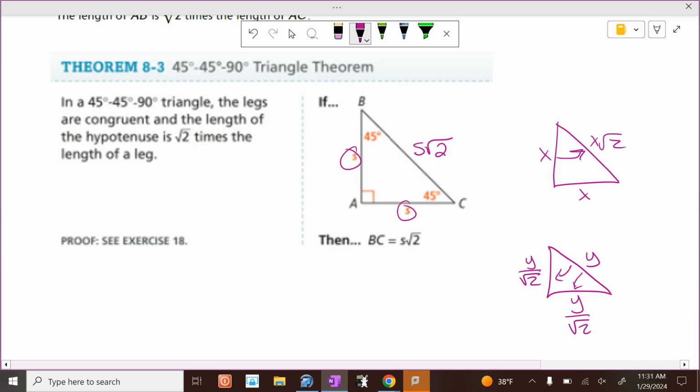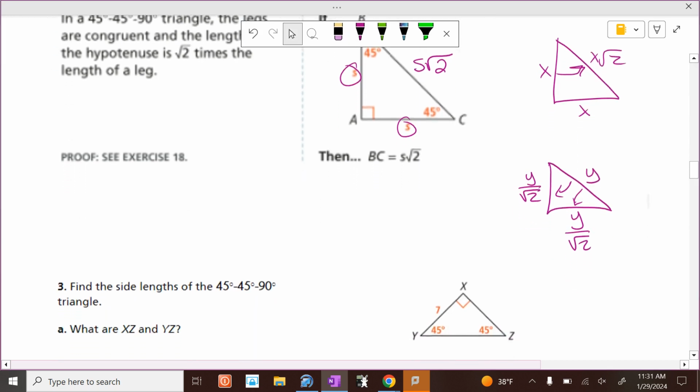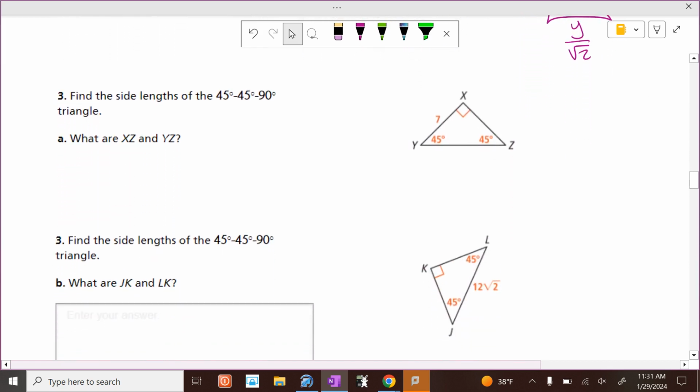Okay? If that is not written down somewhere, you need to have that written down. Hopefully it's in your notebook somewhere. Yes, it's up here, but some of you may not be able to look at that when you're not in this room. So let's practice with 45, 45, 90. If this side is 7, what's XZ? 7, because the sides are the same. And then to get from the side to the hypotenuse, you multiply by square root of 2. So it's 7 square root of 2.